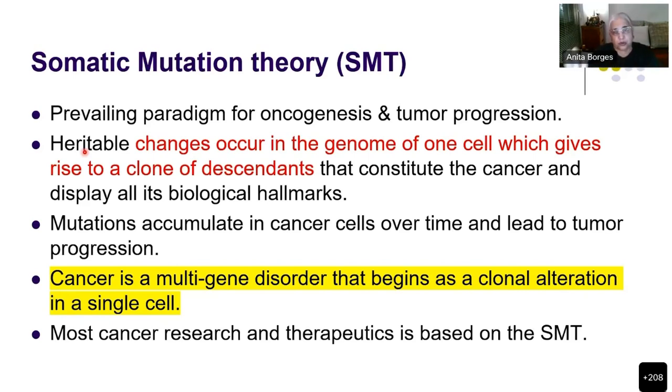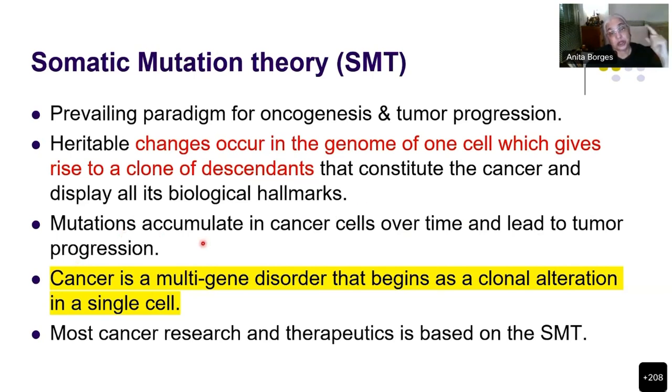So it's not just having the same genome, it also has the same epigenetic marks. And it's not my place to talk about epigenetics over here. Go and look up what is epigenetics. There are marks: there's methylation, there's histone deacetylation. This prevents some genes from being expressed and allows other genes to be transcribed. So these are the heritable changes that occur in the genome of one cell, which gives rise to a clone of descendants that constitute the cancer and display all its biological hallmarks. That's what you and I and all of us are asked to believe.